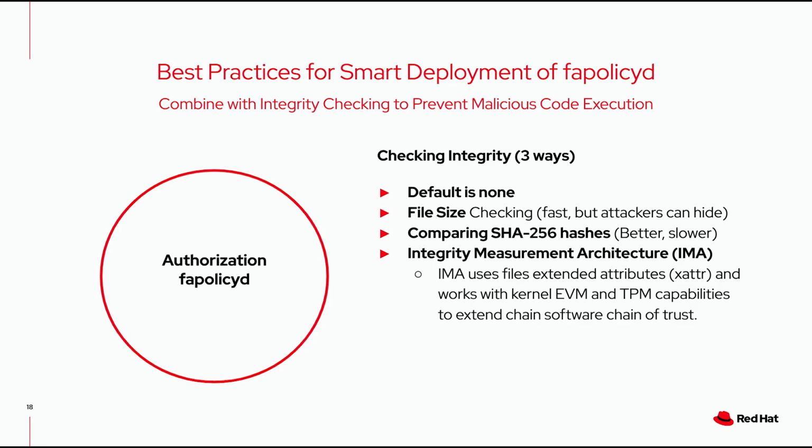And the other way to have the integrity checking is by turning on IMA. And IMA is going to use those extended file attributes, working with the kernel EVM and TPM capabilities that can be stored. And it is coded back to a PKI cert, a cryptographic cert, to get that chain of trust. So there are multiple ways to do that, but it is important to determine what is going to fit your needs the best.